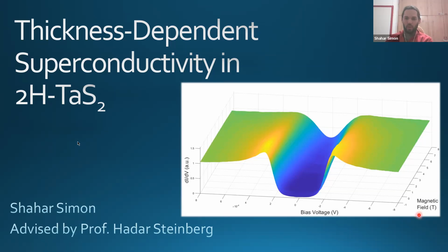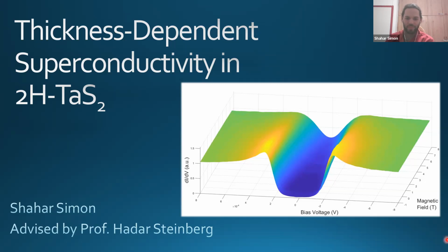I'm Shahar and I'm going to talk to you about some results that I got in tunneling measurements into 2H-TaS₂, or just TaS₂ as I'm going to call it. By the way, I'm a PhD student in Hadar Steinberg's lab, and I understand that I'm in a bit of a minority.